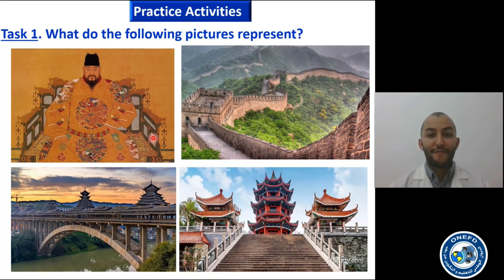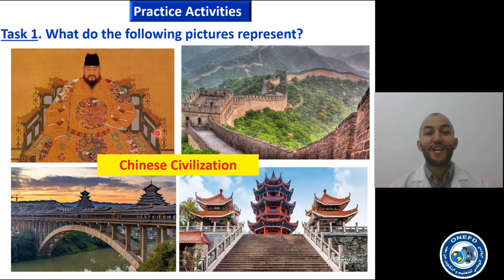So here you have 4 pictures, the first, the second, the third, and the fourth. Okay, and all of these pictures refer to one civilization. So what is it? Which civilization do these pictures refer to? Can you please guess? Think about it a little bit. Yeah, I think you might be right. So this is the Chinese civilization.